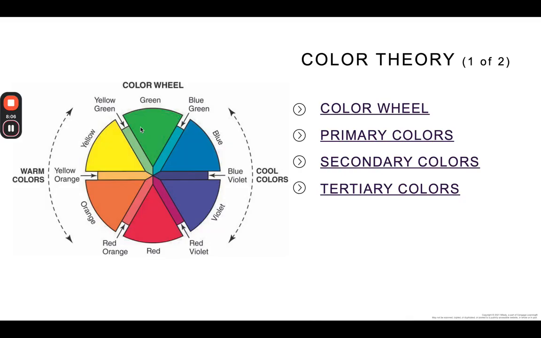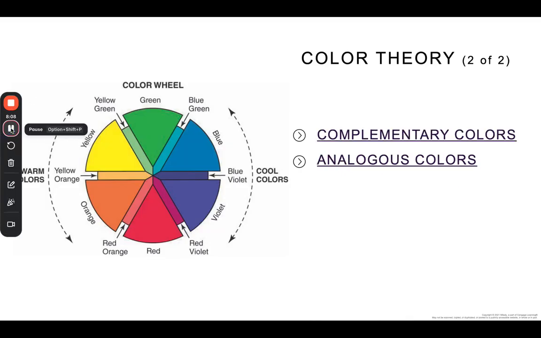Then we also have what we call analogous colors. Your analogous colors are located beside each other on the color wheel. And these colors typically blend together. So if you're looking at the color wheel here, your analogous colors are going to be side by side. So green, blue-green, and blue, that would be analogous.